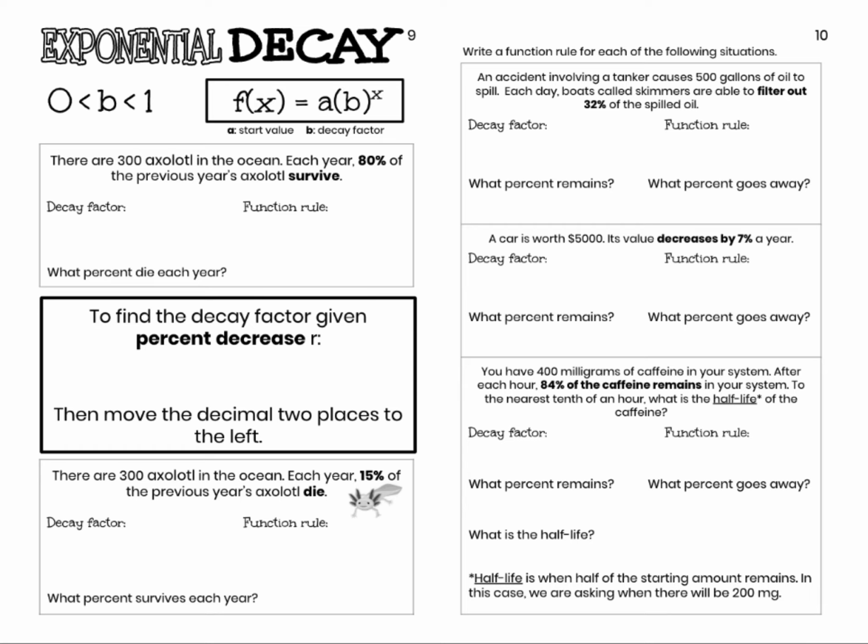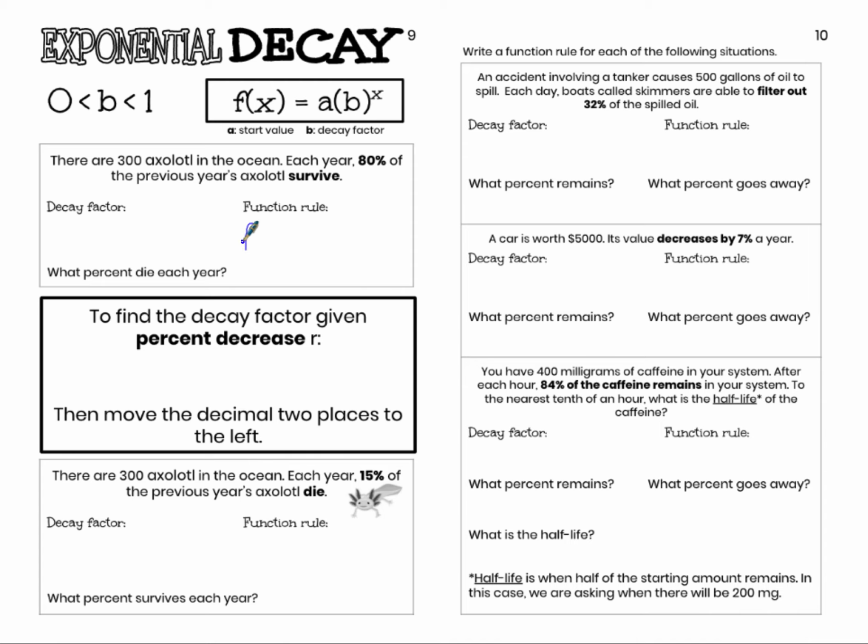Exponential decay is a situation where our b, now we're calling it a decay factor, is between 0 and 1. This means that the value of whatever our output is goes down every year. For example, there are 300 axolotl in the ocean. Each year, 80% of the previous year's axolotl survive.